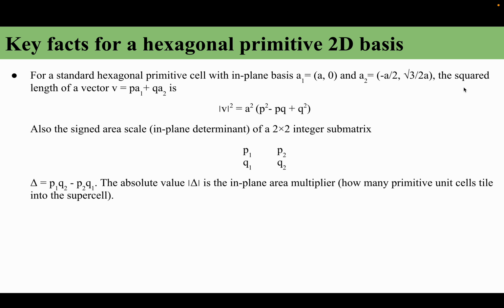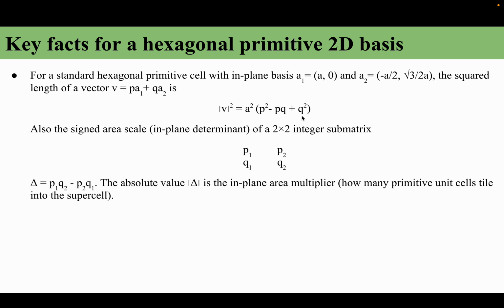And if we find the squared length of the vector, then we can write v is equal to p a1 plus q a2, and the modulus squared for this will be a square times p square minus pq plus q square. So if you put the a1 and a2 values into v and take the dot product of both, you will find this value.